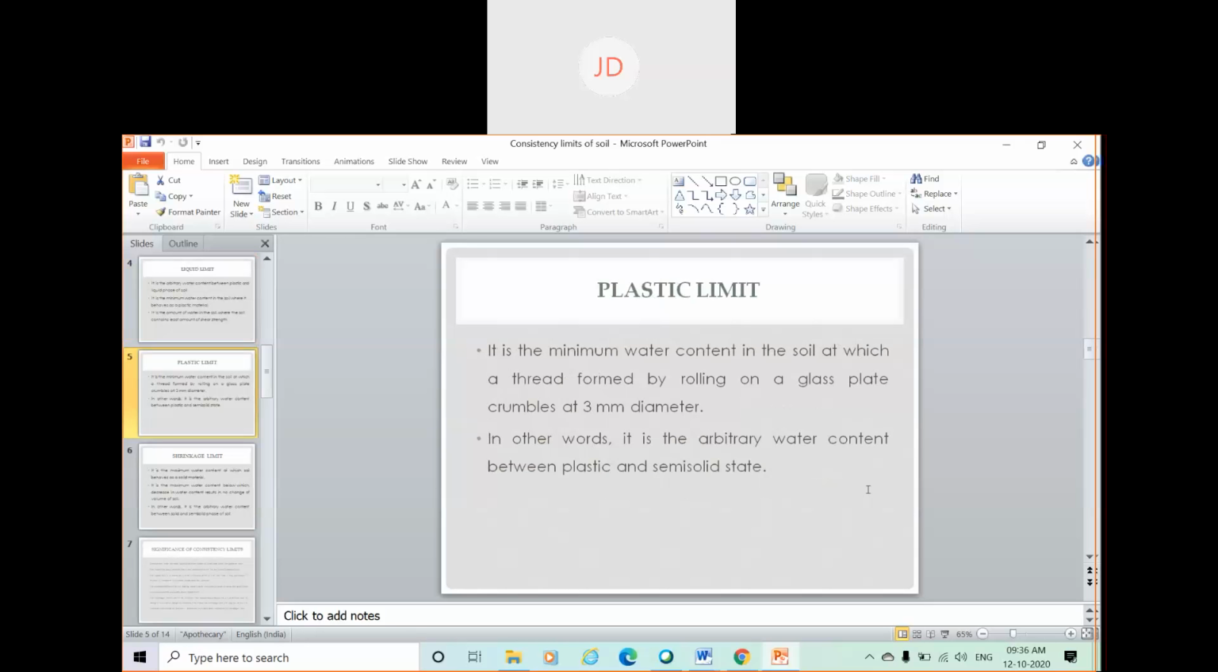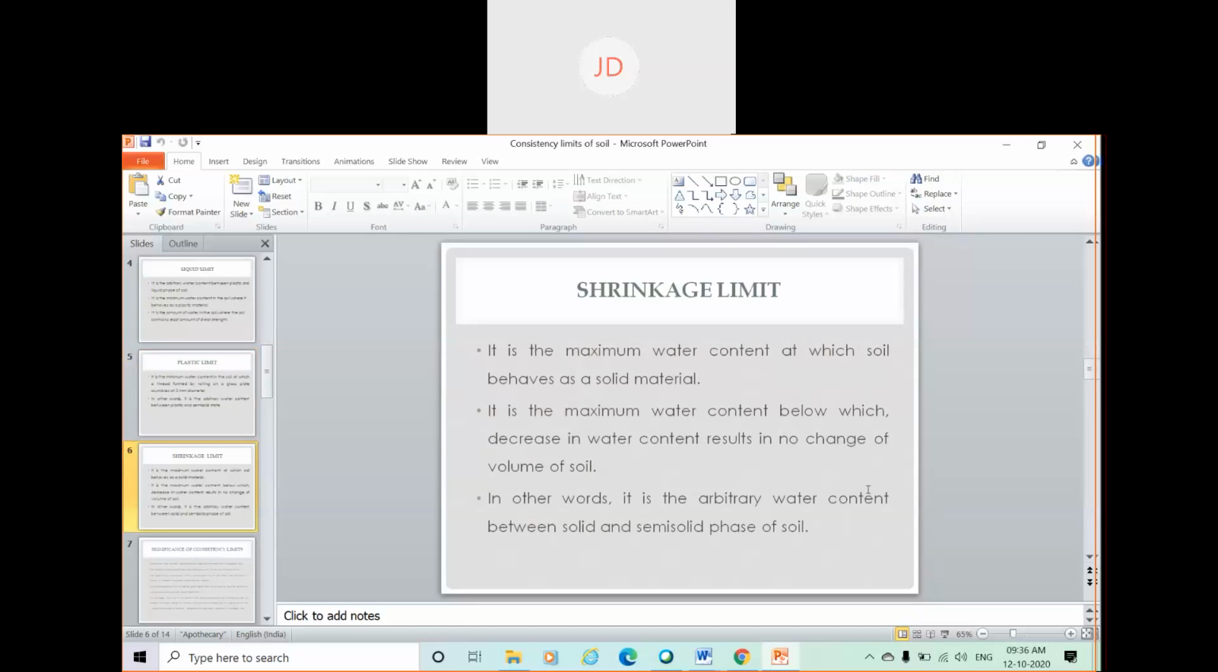Okay, plastic limit we also discussed in the last class, including how to determine plastic limit in the laboratory. You can also go through your student portal for the reference. We also discussed shrinkage.